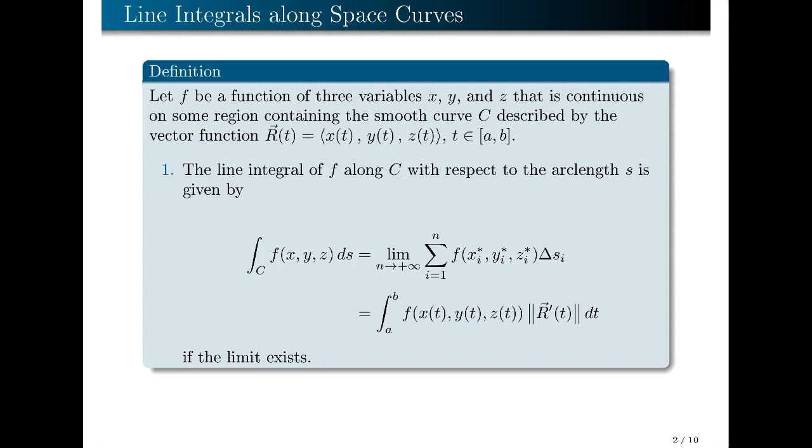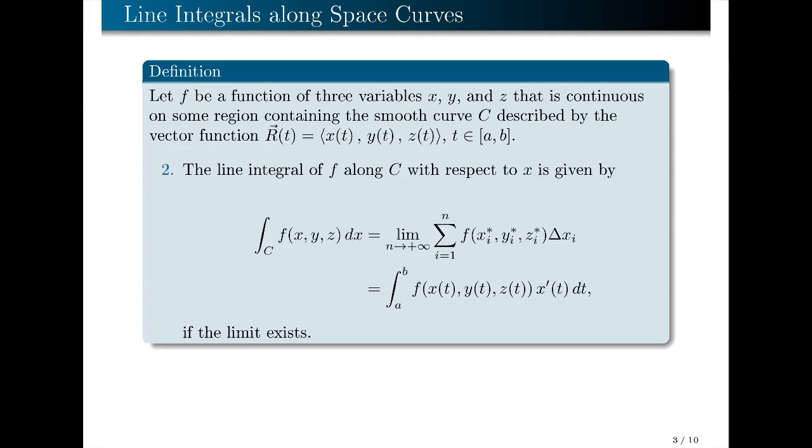In addition, we can still evaluate this line integral as a definite integral with respect to the parameter t. What we have is the integral from a to b of, we express x, y, and z in terms of t. So I have f of x of t, y of t, z of t, and your ds is still the magnitude of r prime of t dt.